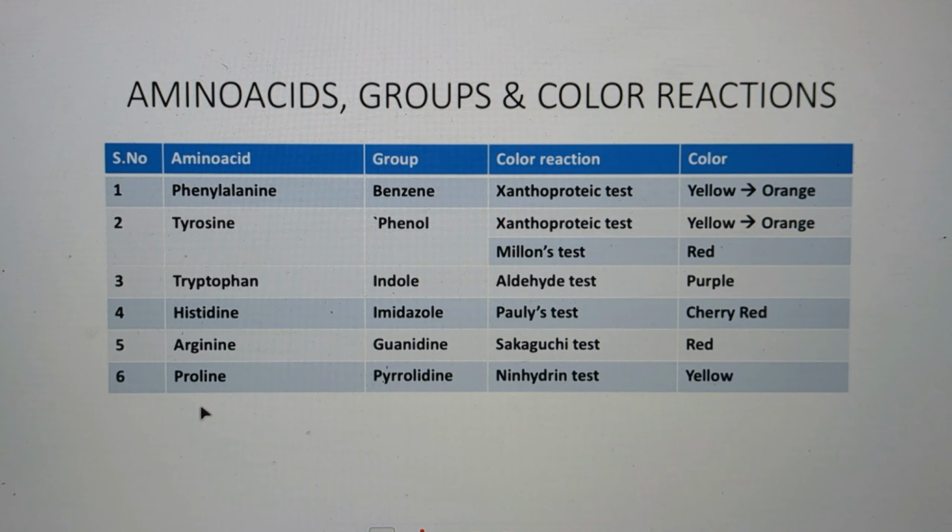Proline. It is the only amino acid with a pyrrolidine group. Color reaction ninhydrin test. All amino acids react with ninhydrin to produce purple color. Amino acids like proline give a yellow color with ninhydrin test due to their unique structure.